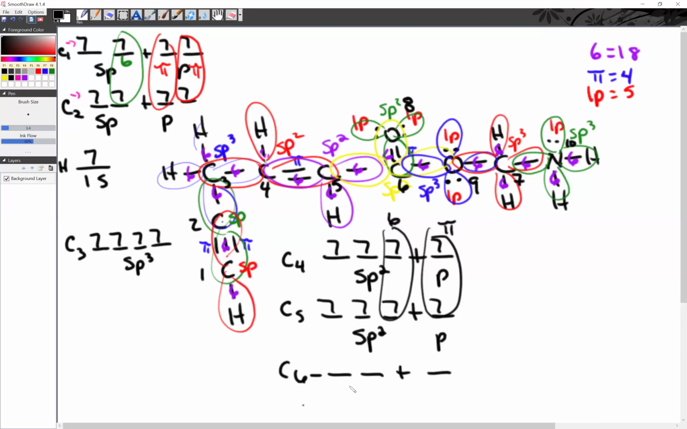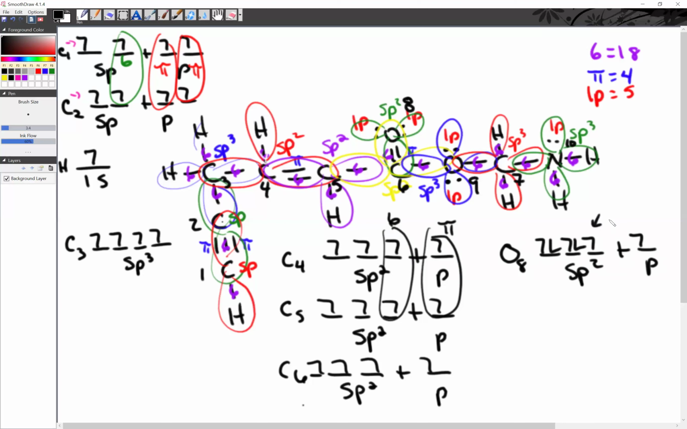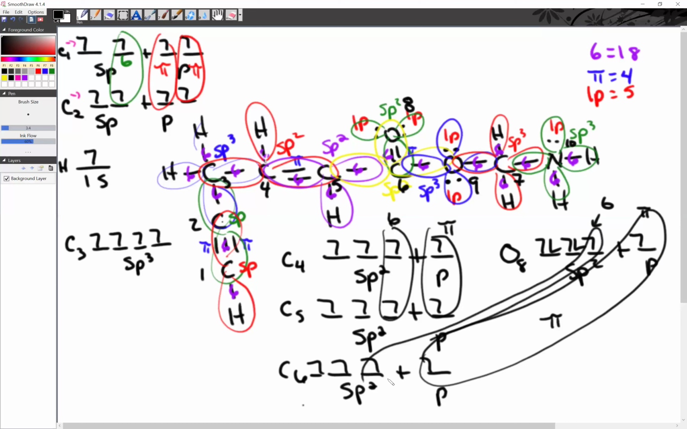Oops, I didn't draw enough lines. sp2. And 1, 2, 3, 4. So again, it looks like I can have a double bond. Oxygen number 8. 1, 2, 3. Oh, guess what? It's also sp2 hybridized. All right, now it has a different number of valence electrons, though. 1, 2, 3, 4, 5, and 6. So this has the potential for 1 sigma bond and 1 pi, but remember, they have to go together. So this is my pi bond between them, and then that would be my sigma bond between them.